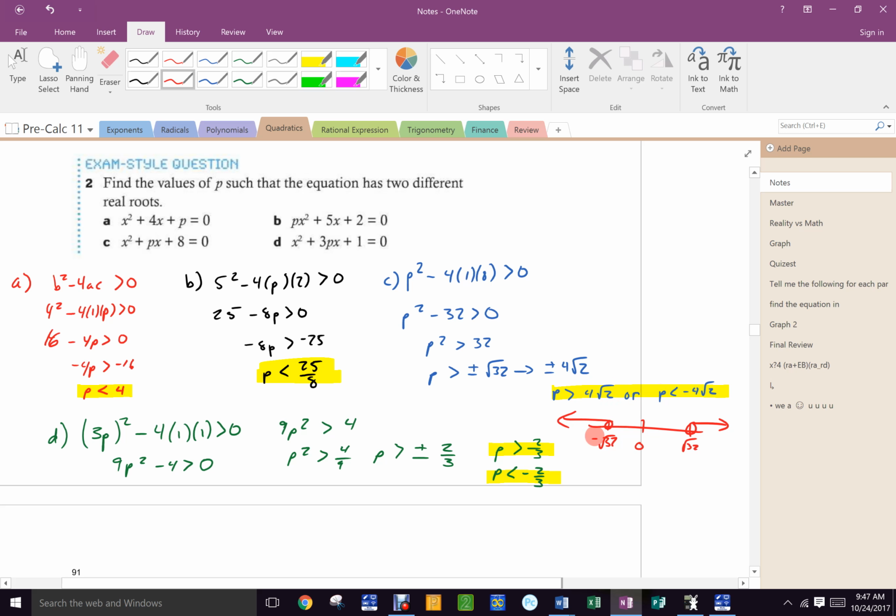Does everybody understand this concept? Why it goes on both sides. Why you can't just leave it as greater than plus or minus root 32. It's got to be greater than the positive one or less than the negative one. Okay? It's an absolute value situation, which you guys haven't been taught probably ever. Because until 2 years ago, absolute value wasn't mentioned until grade 11. And then they took it out of grade 11. And now they're putting it back into grade 11. So everyone's cool with this? Yeah? Everybody?